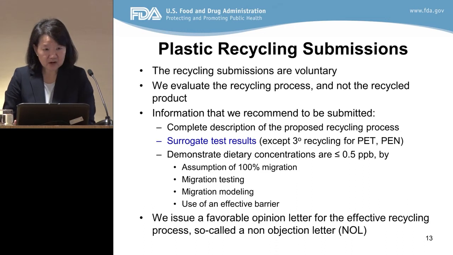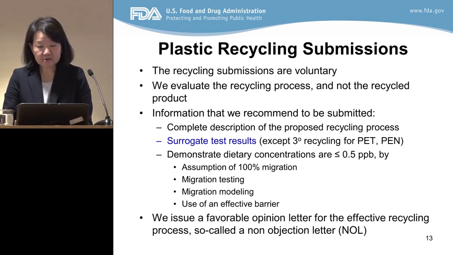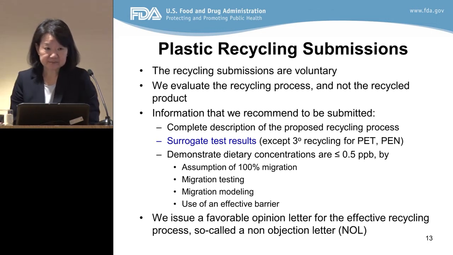So now we look at the process in order to remove potential contaminants in case they are present. We don't know whether they are present or not. We assume they are present. And that's why the recycler must demonstrate that the process they propose to use to generate the recycled plastic is effective. And how to demonstrate that?